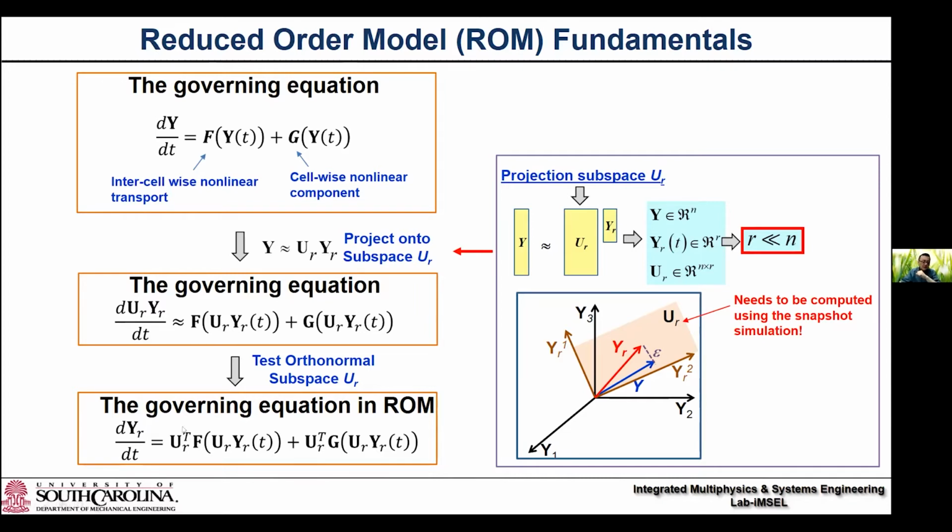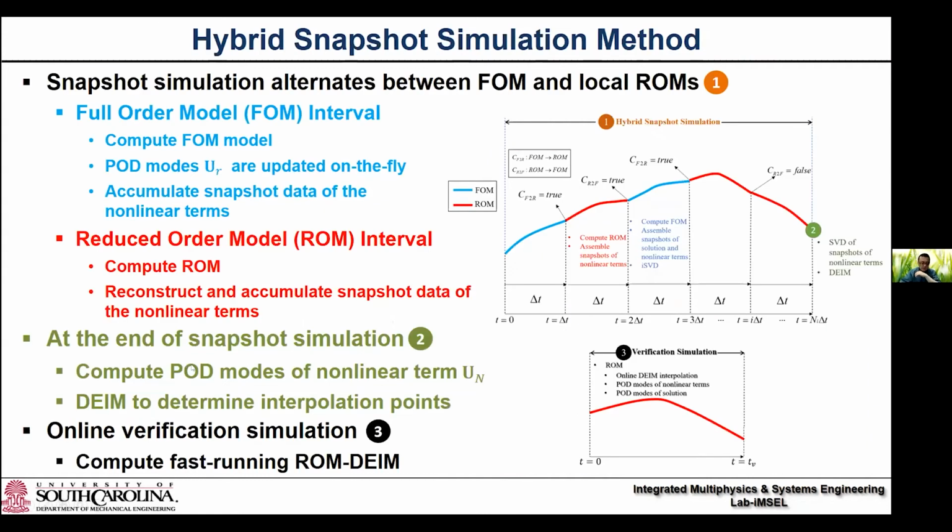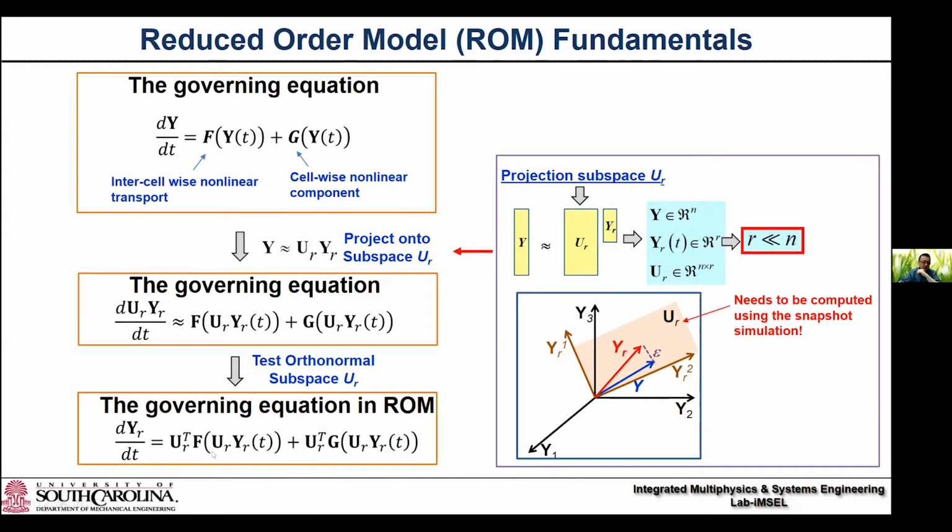Now, let's take a look at this nonlinear term here, right? Think about this. If F is linear, then F will be a matrix. Then UR transpose times F times UR can be pre-calculated because F is a constant. That's the reason why a linear reduced model is much more computationally efficient. However, if F is Y dependent, sorry about that, then you won't be able to directly calculate this reduced matrix in front of YR.